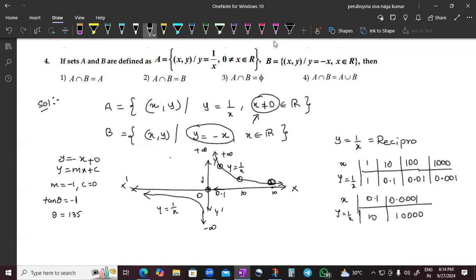How does the line look? The line looks like this. It's a straight line. So this is y equal to -x. So you can see there is no common point of these two graphs. You can see in the diagram. So that's why in section B, there is no common point. So say simply phi.